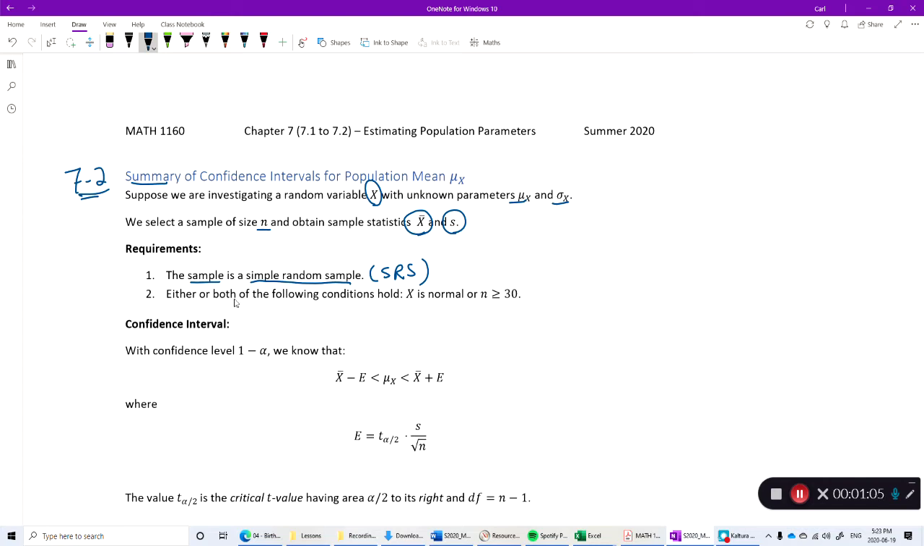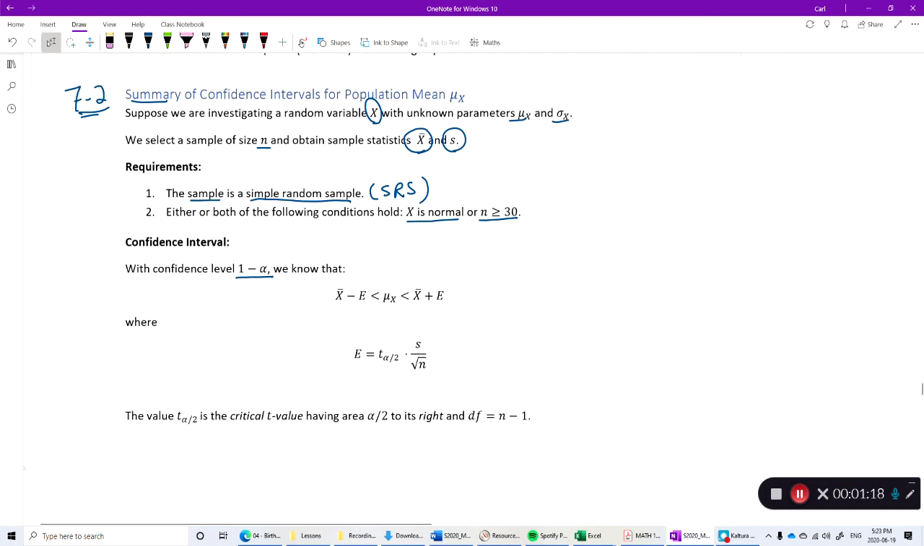Second thing, either or both of these conditions must be true. X must be normal, or the sample must be large enough, at least 30. Then what we do, if we want a confidence level of 1 minus alpha, we know that the population mean is between the sample mean minus E and the sample mean plus E, where E is the margin of error. It's called the margin of error, and it's given by this formula.